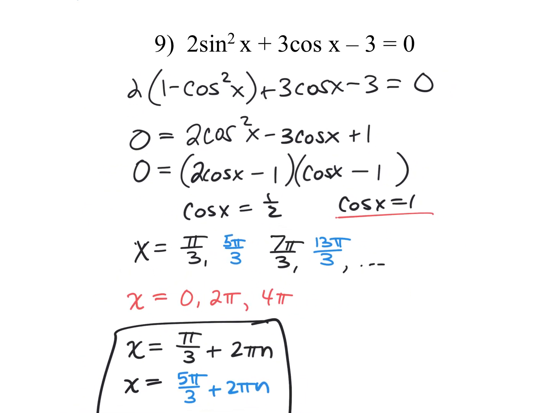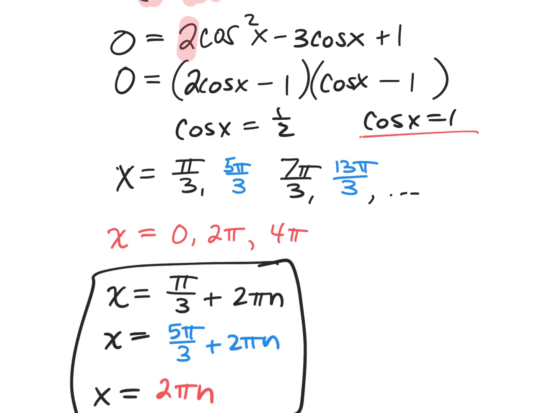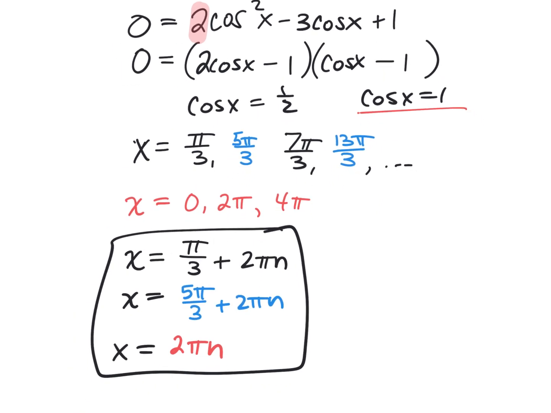So my first step here, I need to deal with the fact that we have sine squared and cosine x. Those are not really compatible for us if we want to solve through factoring. So what I did is I used my Pythagorean identity to replace sine squared with 1 minus cosine squared. I distributed that 2 in and moved everything to the other side of the equation so that I had a positive leading coefficient of 2, and then I factored. As you can see here, I have 2 cosine x minus 1 times cosine x minus 1.